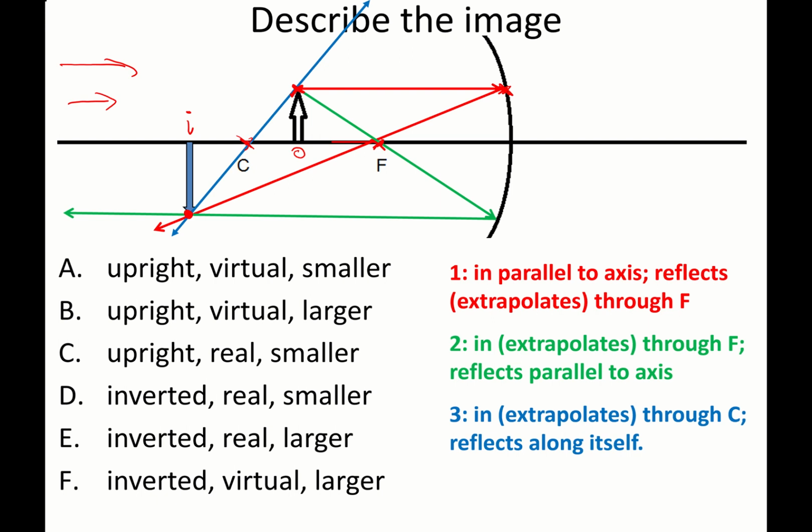So how would I describe that image? Well, it's upside down, so I would say inverted. Is it real or virtual? Well, it's real if the light that's reflected really goes through it, and it does. So it's real. Does it look like it's smaller or larger? It looks like it's larger than the object. So it's inverted, real, and larger.